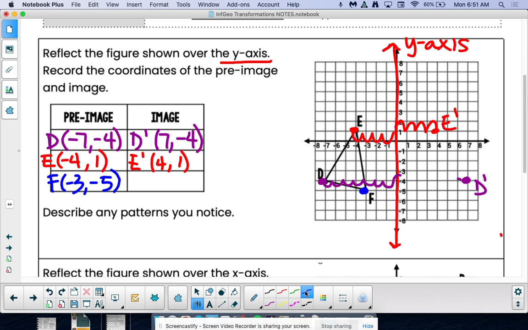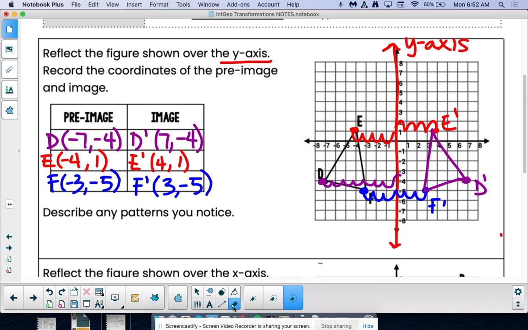And then lastly, F. F looks like it's 1, 2, 3 away. So we have to go 3 away in the opposite direction. 1, 2, 3. F prime should be at 3, -5. And then remember to connect your dots here. There we go. And if I got rid of all of my little lines here, do it quickly.